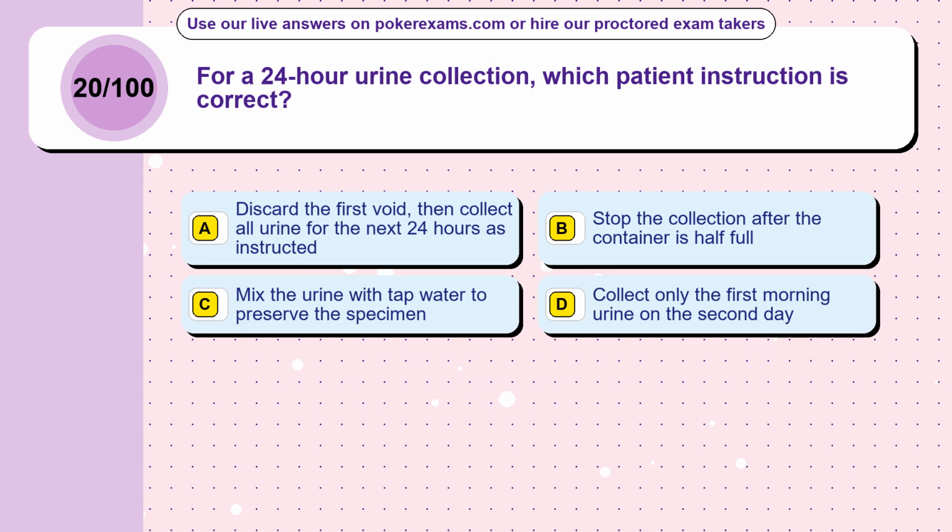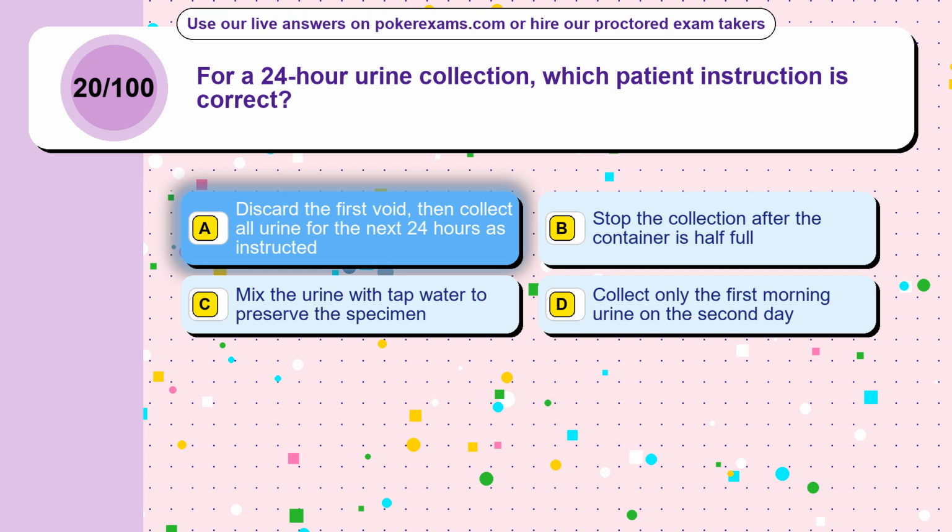Question 20. For a 24-hour urine collection, which patient instruction is correct? Option A, discard the first void, then collect all urine for the next 24 hours as instructed. Option B, stop the collection after the container is half full. Option C, mix the urine with tap water to preserve the specimen. Option D, collect only the first morning urine on the second day.